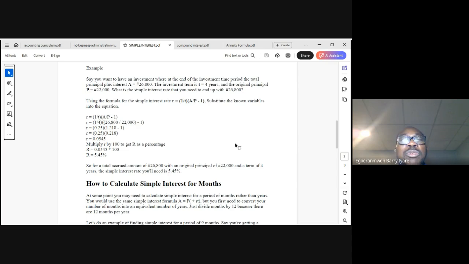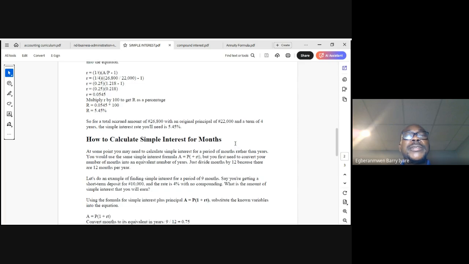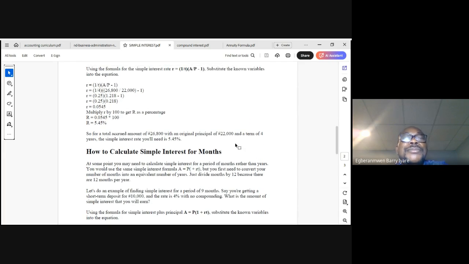So we substitute the known variables into the formula, into the equation for r. That's what we have to do here. We have t equal to 4. In place of small t, we put 4. We have A, which is the amount plus interest, 26,800 divided by P, which is the principal, 22,000. Bracket closes, minus 1.